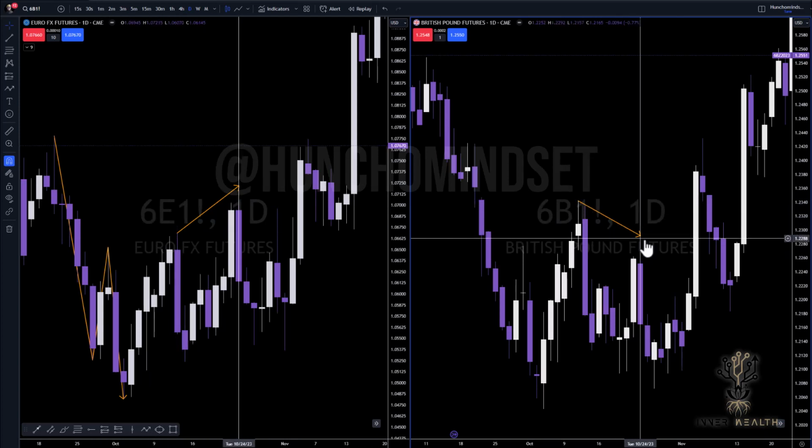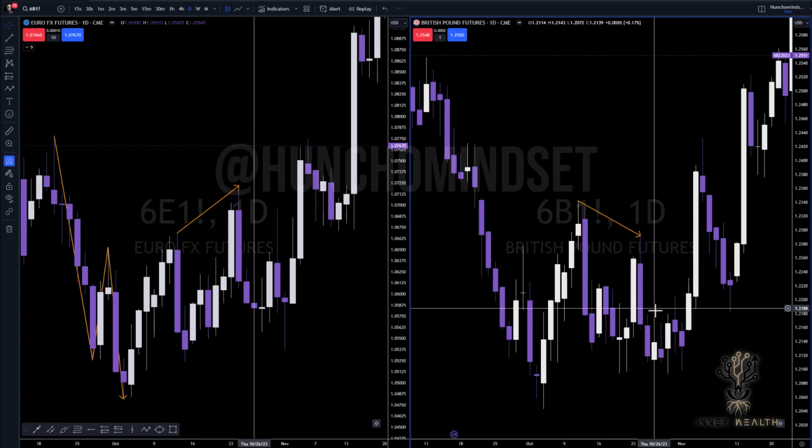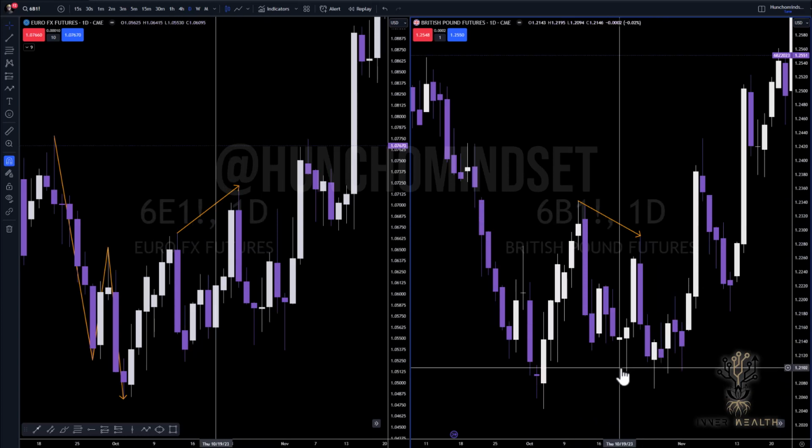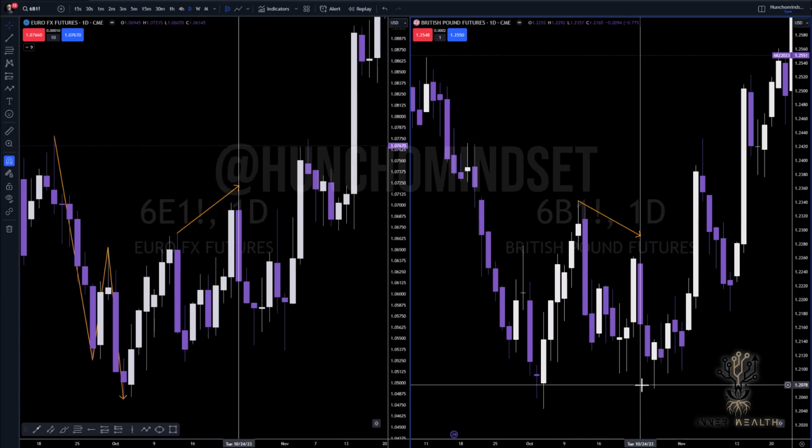Bearish divergences are identified with the highs. Bullish divergences are identified at the lows. And that's as far as divergence as we need.